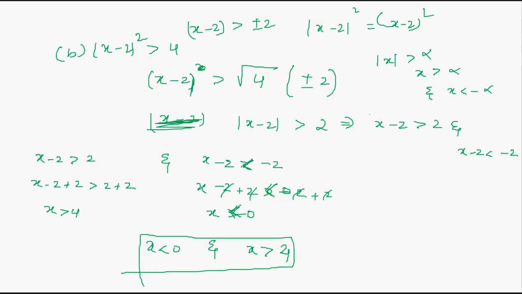The next part is x square plus 2x minus 8 is less than 0.